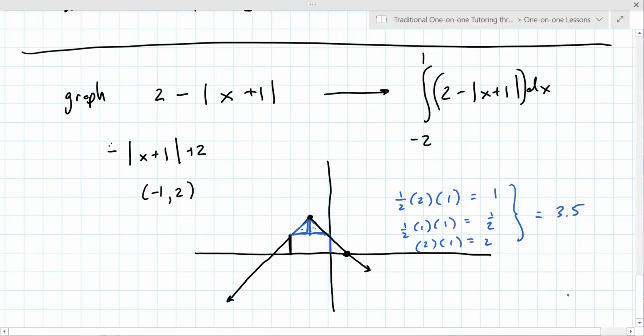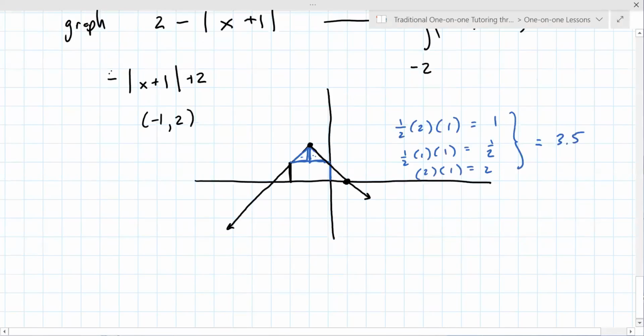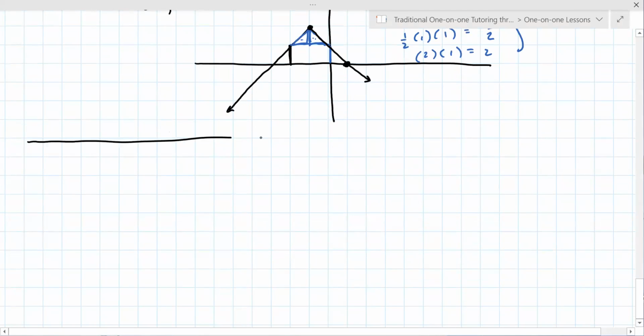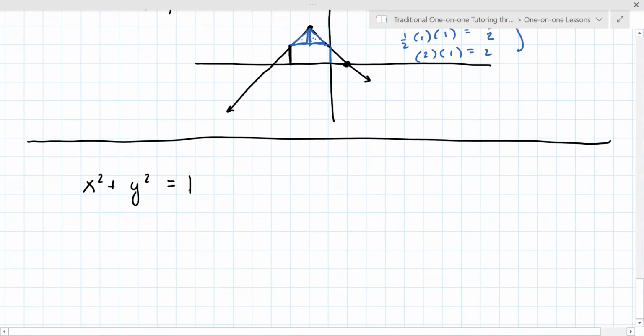Okay, so let's talk about another geometric shape that you're likely to see, if that's okay. So you studied this at one point, x squared plus y squared equals 1. And if we were to graph that, you would say, oh, it's a circle centered at the origin and has radius of 1. Do you remember doing that?